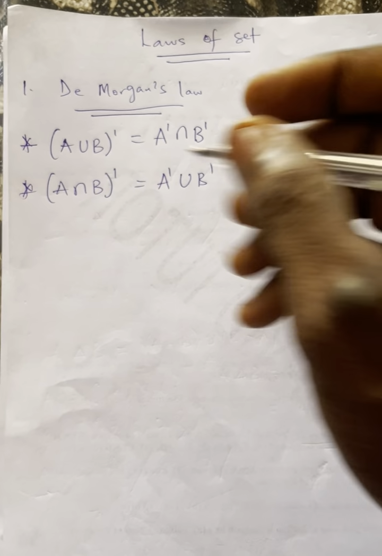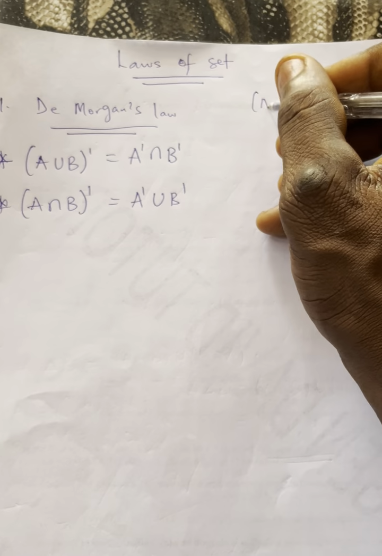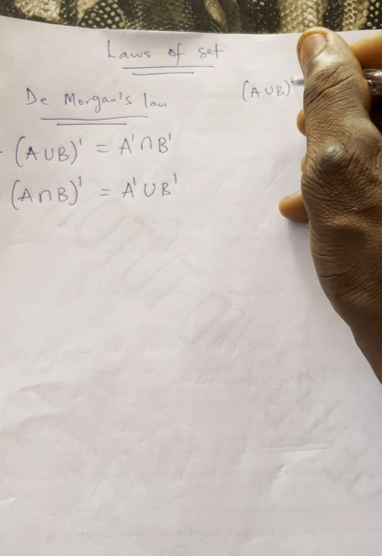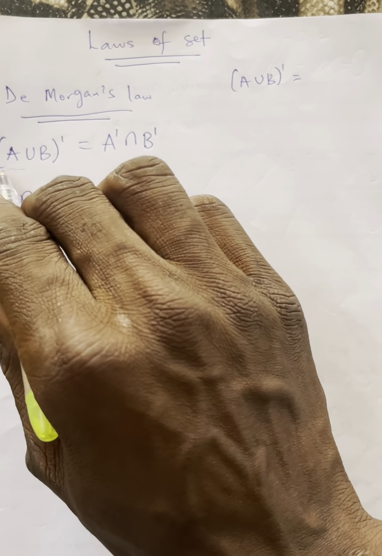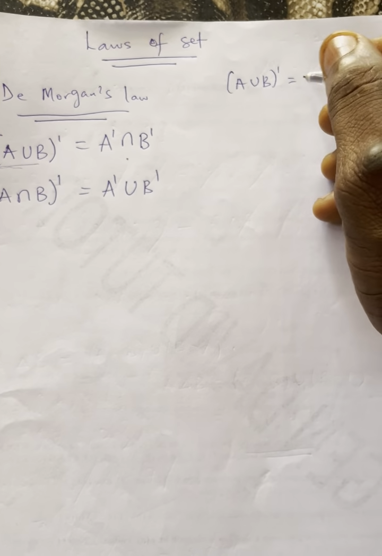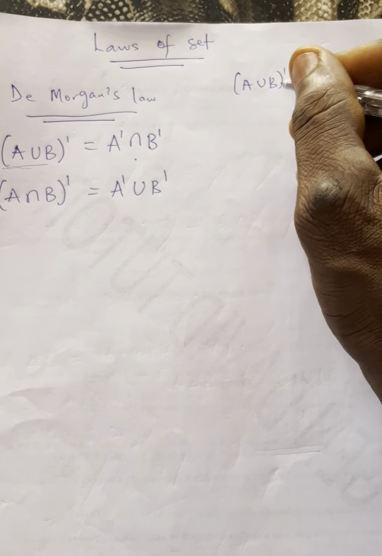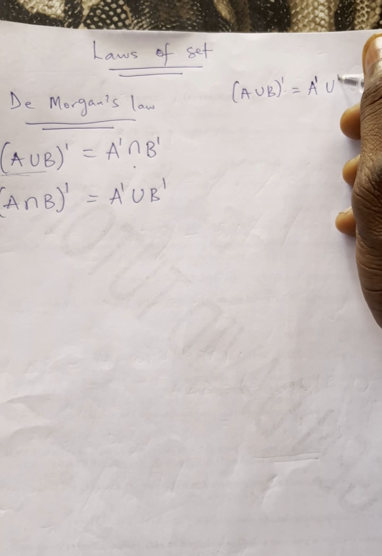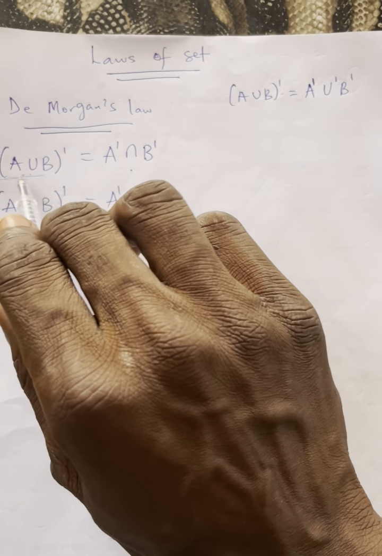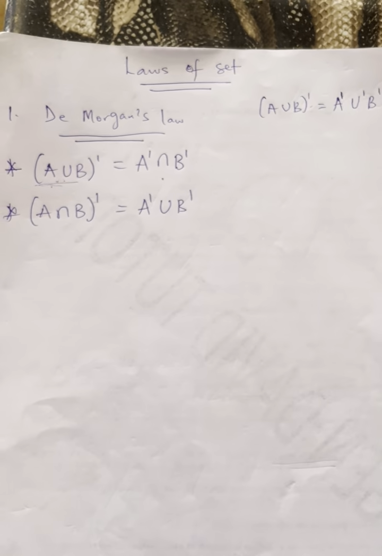Now let me expatiate this. For the first one, (A union B) complement, let us use the complement to open this bracket. How do we arrive from here to this place? You are going to use this complement to open this bracket. That means you have A complement, then union complement, B complement. That's when you use the complement to open the bracket. This is what you are going to have.